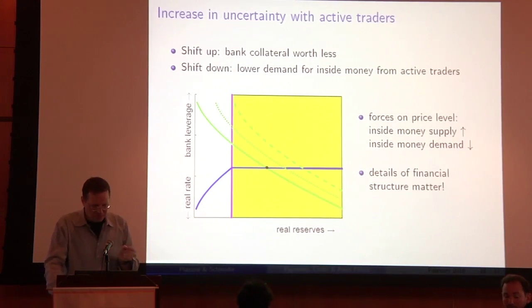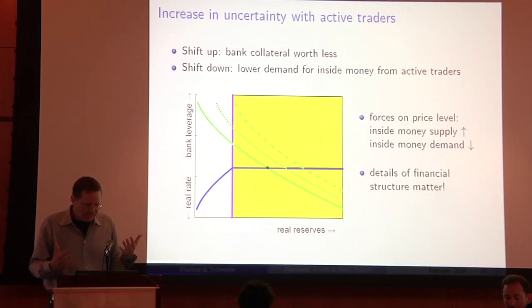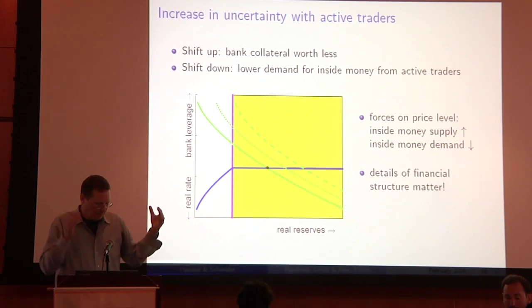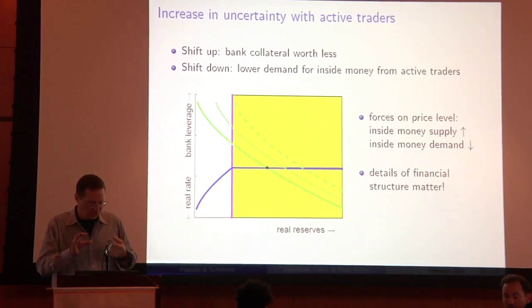Okay, so the final point is about an increase in uncertainty. That does two things if we have an economy with active traders present. One is that bank collateral is worth less. This is something that's been talked about a lot: when bank collateral goes down, then the supply of inside money goes down. Here, there is the additional effect that there's also lower demand for inside money from these active traders because they don't need to do so much trading. And so the forces on the price level of these two things are in opposite directions. So the message here is that the details of financial structure matter if we want to understand the interaction of securities markets and the payment system.